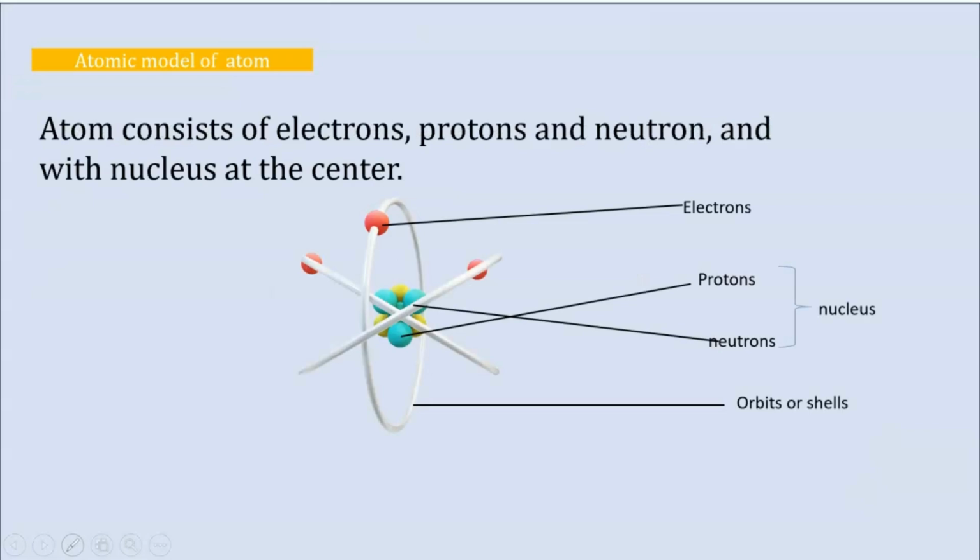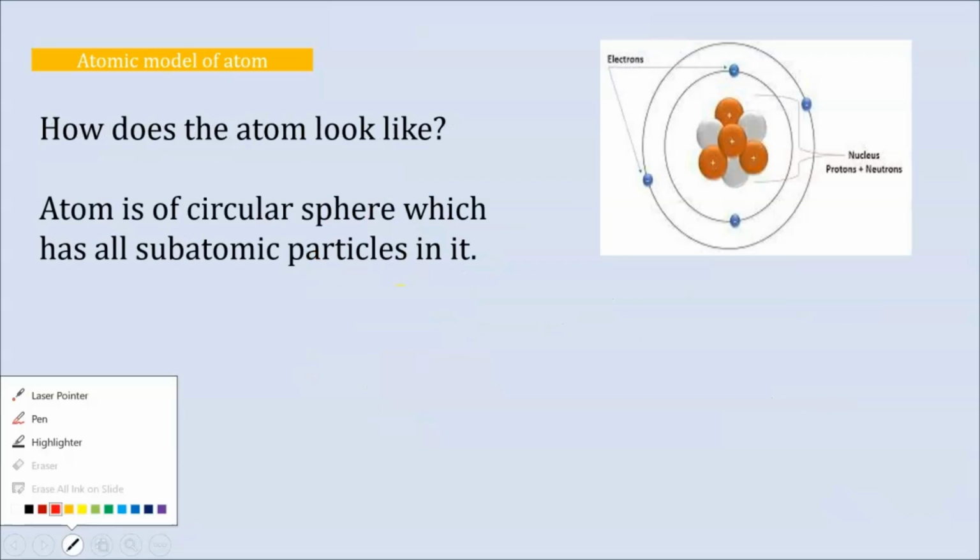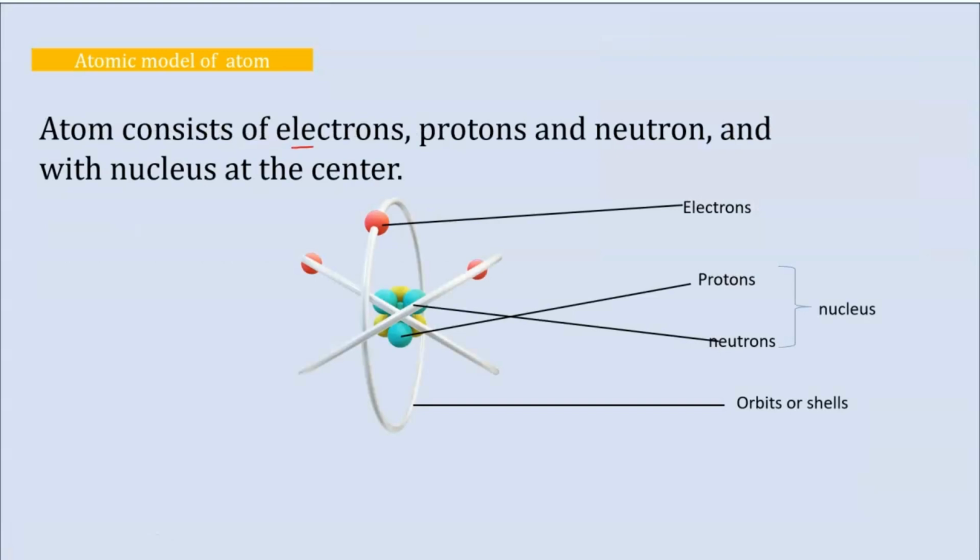We already know what an atom consists of. An atom consists of electron, proton and neutron, right? And the nucleus is in the center. Protons and neutrons are present in the nucleus, and combinedly you call them nucleons.